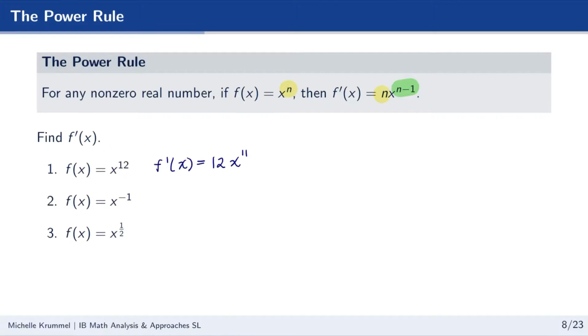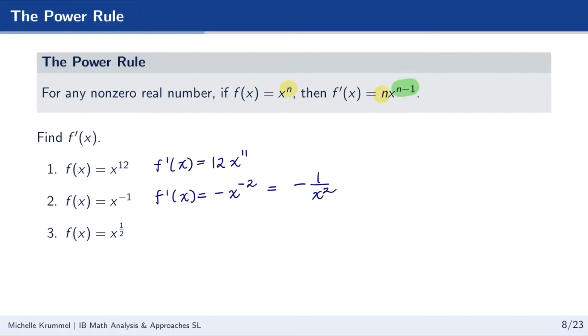And if f of x equals x to the negative 1, then f prime of x equals negative 1 times x to the negative 2. We bring down the exponent, make it the coefficient in the derivative, and then we decrease the exponent by 1. So negative 1 minus 1 is negative 2. We typically don't leave negative exponents in our answer. It's not incorrect. It's just not considered to be in simplified form. So to rewrite this without negative exponents, we would say negative 1 over x squared.